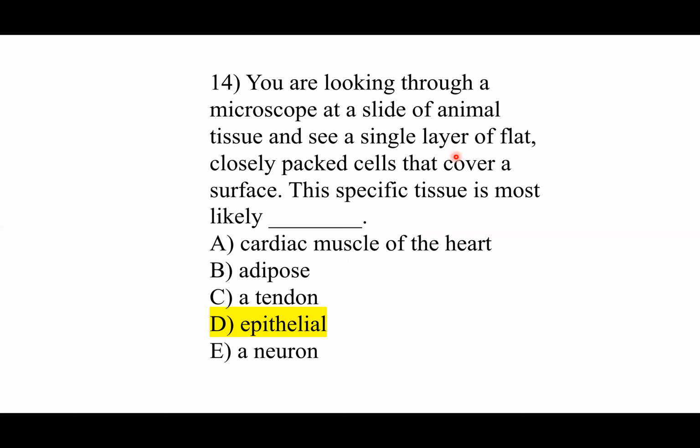Okay, so the key here is a single layer of flat, closely packed cells that cover a surface. Where have I heard of us talking about a single layer? That was the simple epithelial tissue. And then flat, closely packed cells, we were talking about how there's very little space in between the cells of epithelial tissues. And then covering a surface. So one of the characteristics of epithelial tissues is that it covers a surface. So it's the epithelial tissue.